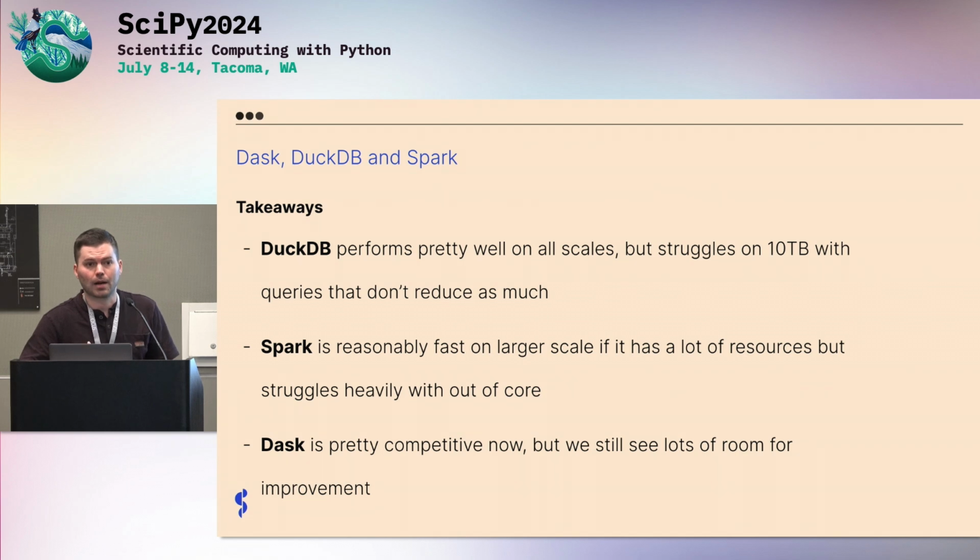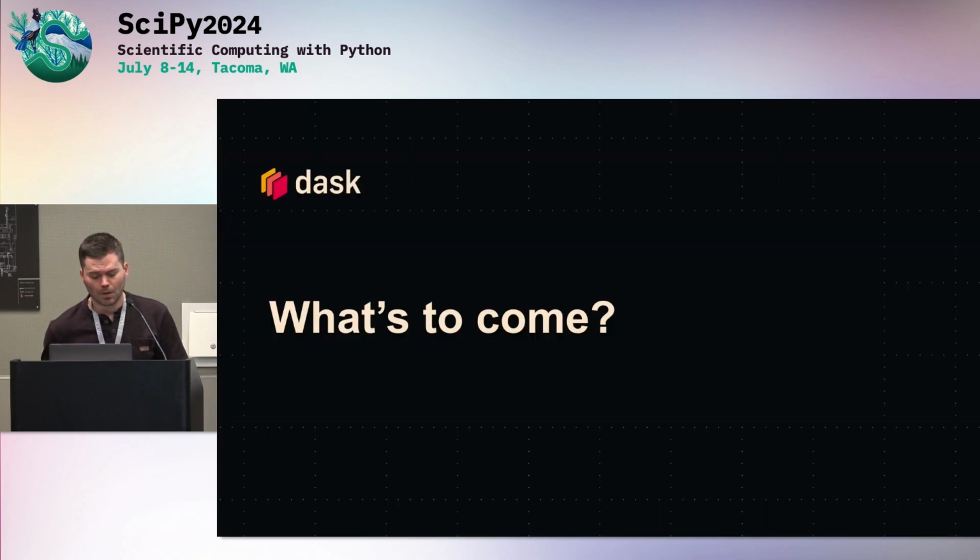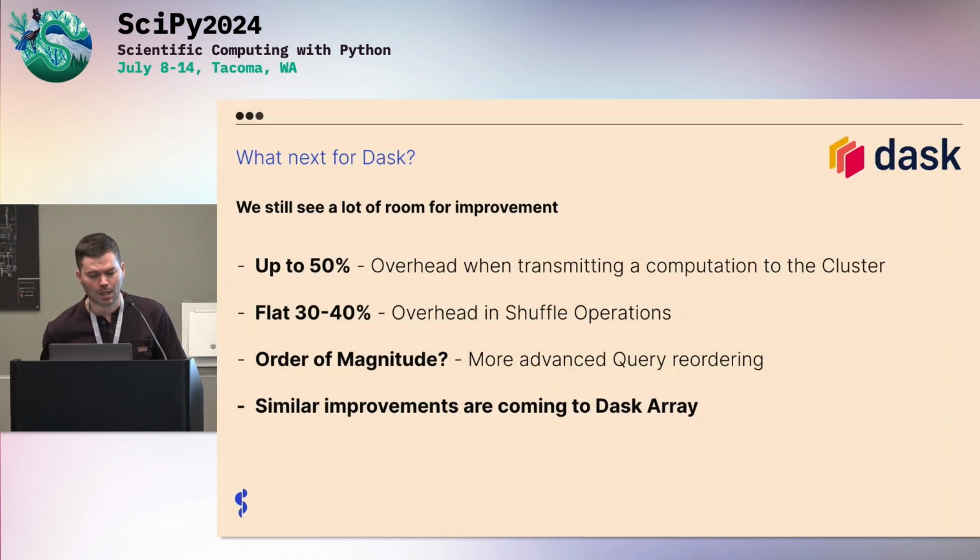Dask is competitive now, which we were happy to see. It actually is on par. Again, at certain scales, DuckDB is a lot faster than Dask, but at the really large scale, Dask does become a very good choice. We do see lots of room for improvement still. So what's next to come?